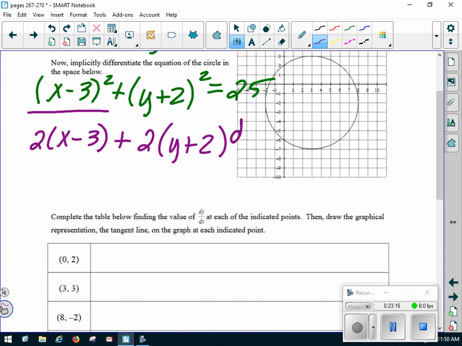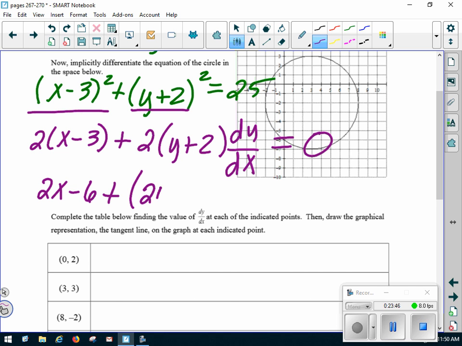dy dx, well done, equals 0. The derivative of y plus 2 with respect to x is dy dx. Now, we're going to clean that up. We're going to solve that for dy dx, okay? So this would be 2x minus 6 plus 2y plus 4. Now, remember, that's what was multiplied by dy dx, correct?